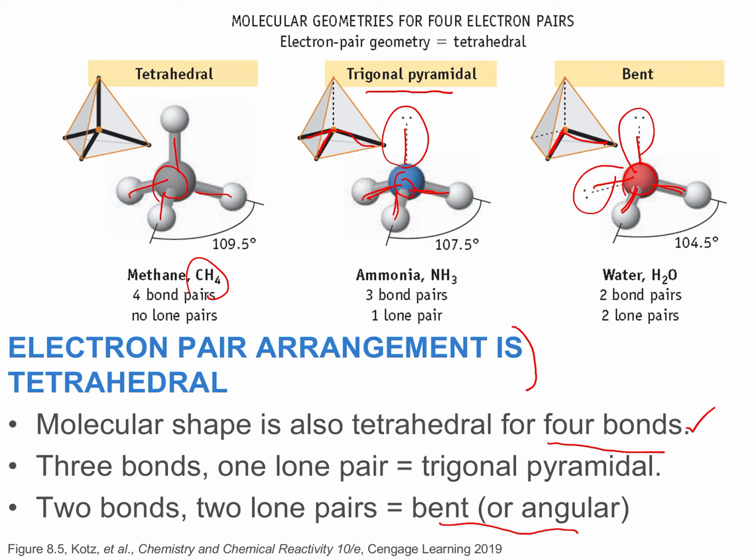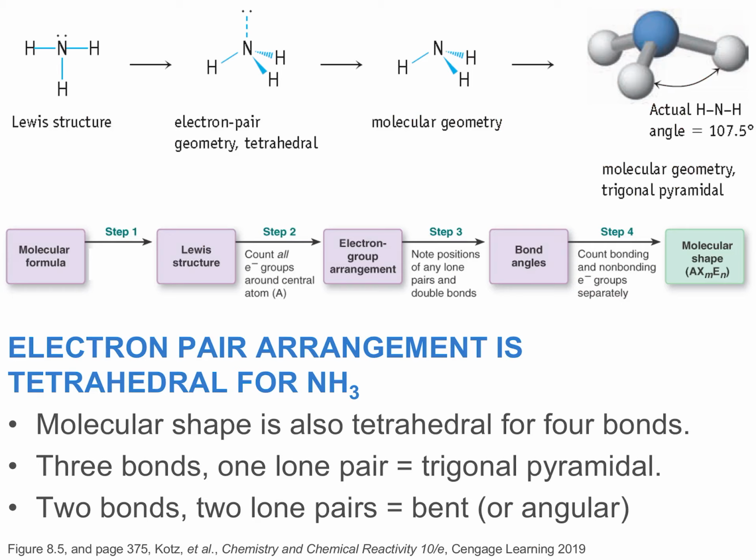So for this slide, all four of these molecules have the same electron pair arrangement. These all have tetrahedral electron pair arrangements. But methane has a molecular shape that's also tetrahedral because it has a central atom with 4 bonds. Ammonia is trigonal pyramidal because it has 3 bonds and 1 lone pair. Water is bent or angular because it has 2 bonds and 2 lone pairs.